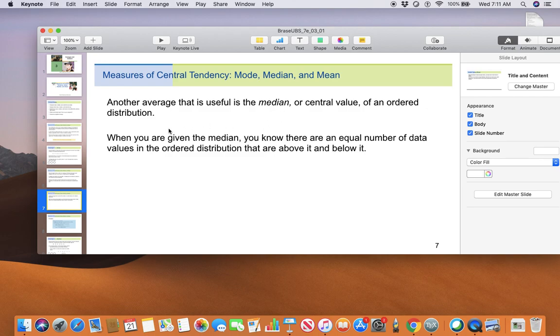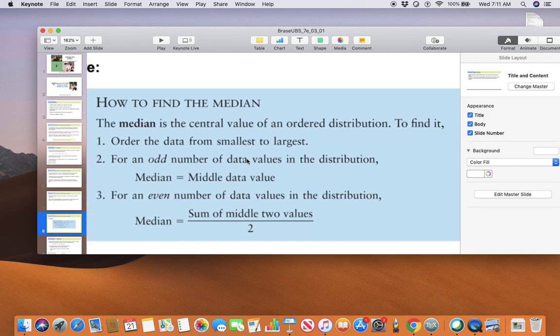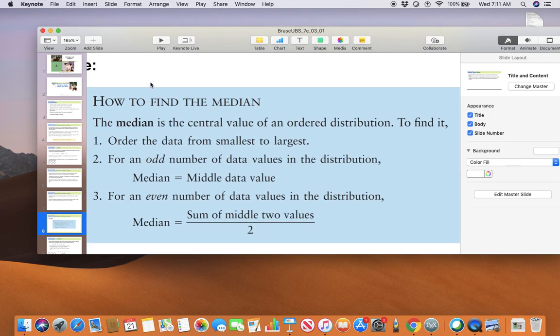What does median mean? You get a bunch of numbers, write them in order, that is, smallest to largest. The middle number is the median. So how do you calculate the middle number? Order the data from smallest to largest. So you have a bunch of numbers, write them from smallest to biggest.